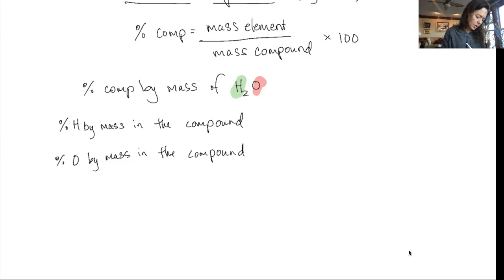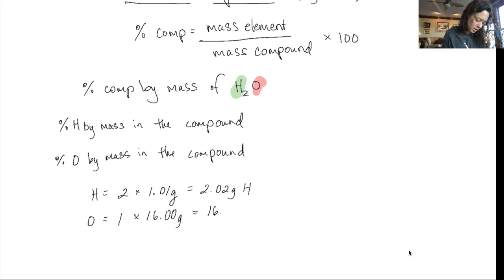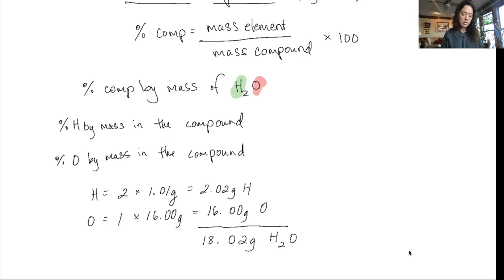All right, so let's get hydrogen. I've got two hydrogen atoms in this compound. Each has a mass of 1.01 grams. Periodic table. That gives me a total of 2.02 grams of hydrogen in 1 mole of this compound, all right? Oxygen, there's one atom of oxygen, each weighs 16.00 grams, so I have a total of 16.00 grams of oxygen in 1 mole of this compound. That gives me a total of 18.02 grams of the compound.